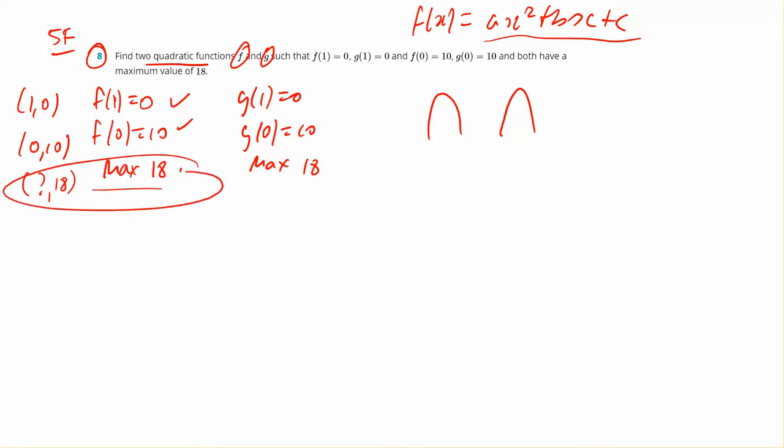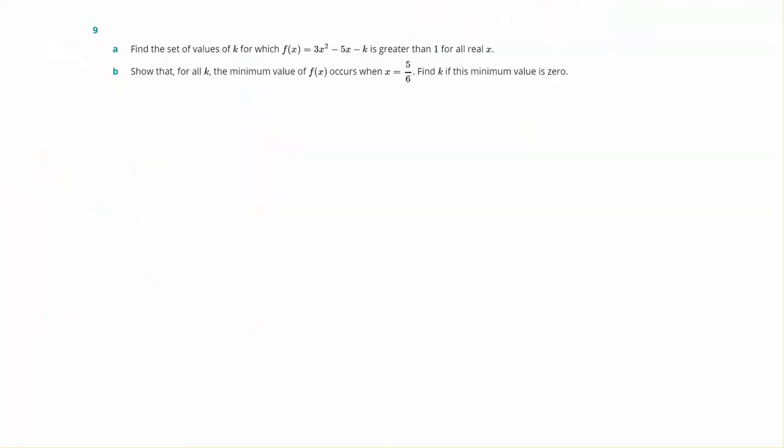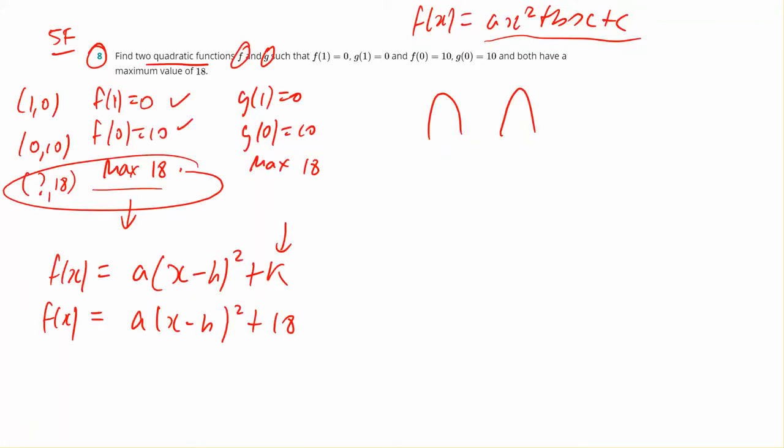So instead, because we know this is a turning point, I'm going to use turning point form. There's nothing illegal about turning point form. So y equals a(x minus h) squared plus k. In turning point form, this gives me the turning point, and the y value of the turning point is 18. So this is great, I can actually sub in 18 for my k value.